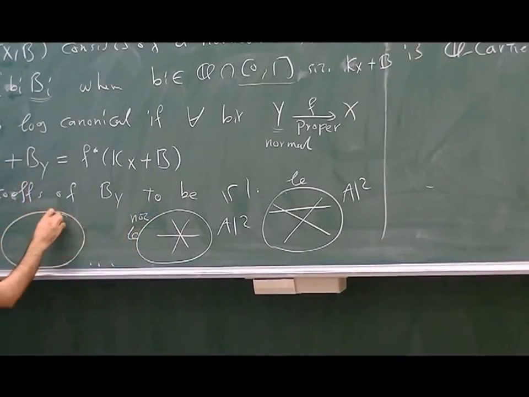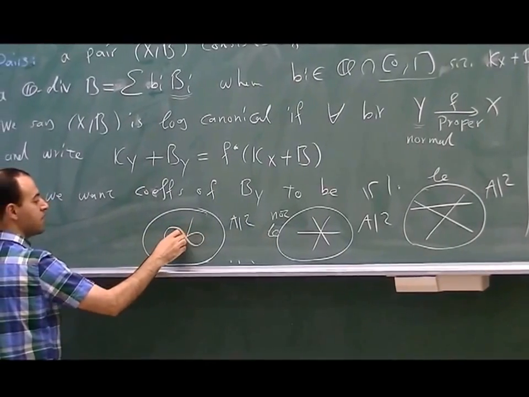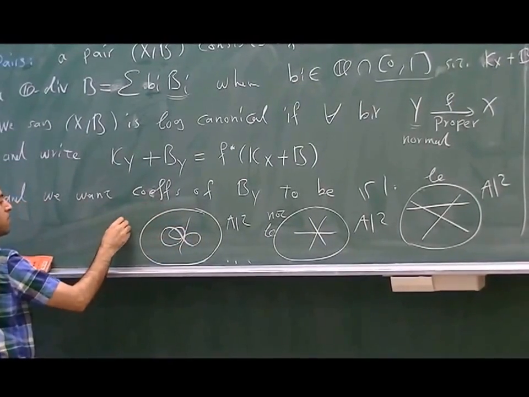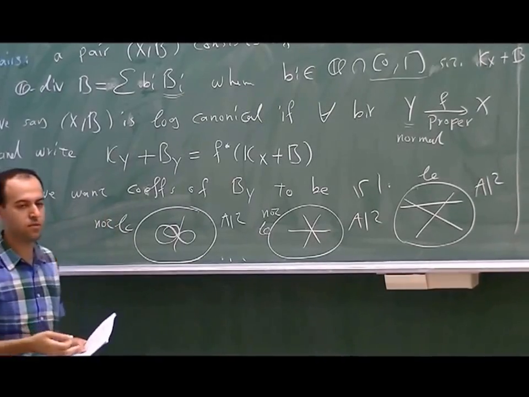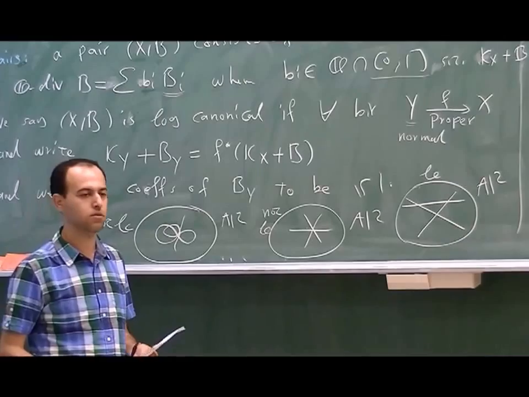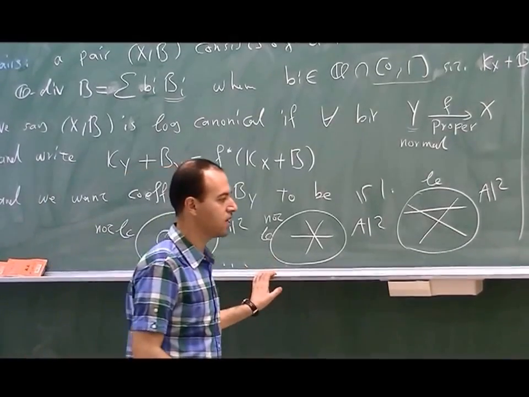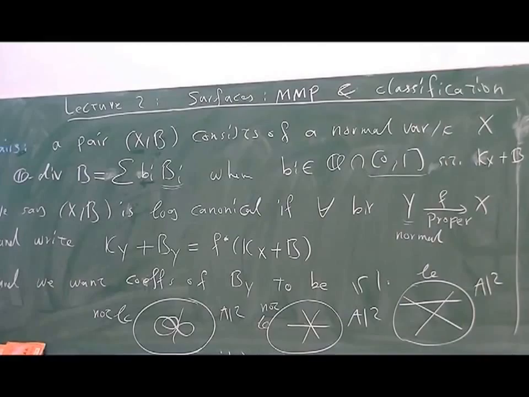Or if you have a curve intersecting itself many times, these are not good. These are not canonical. So canonical, roughly speaking, means that singularities should not be too complicated. They should be relatively easy. Okay.